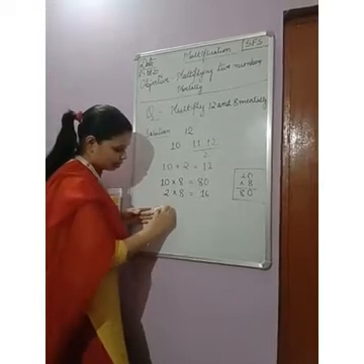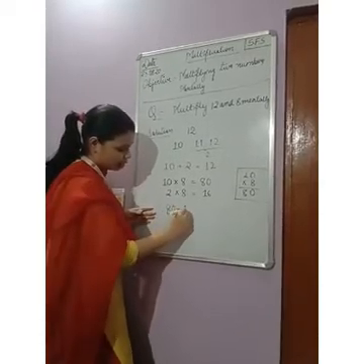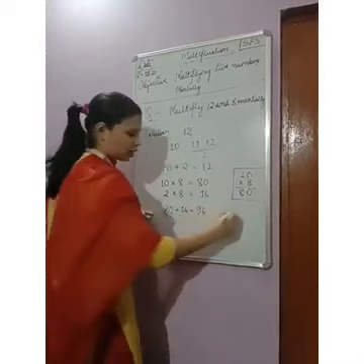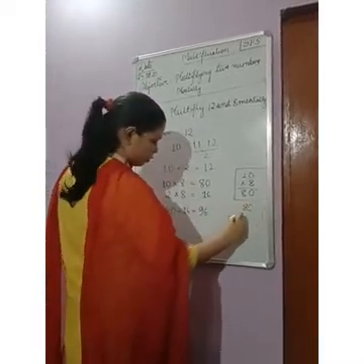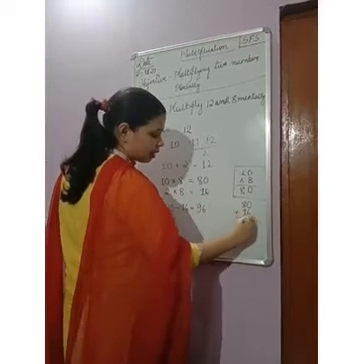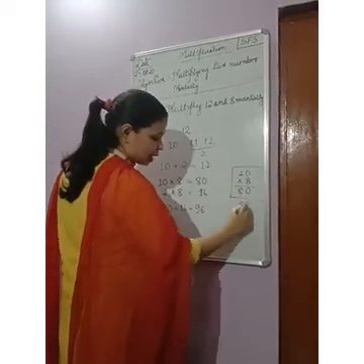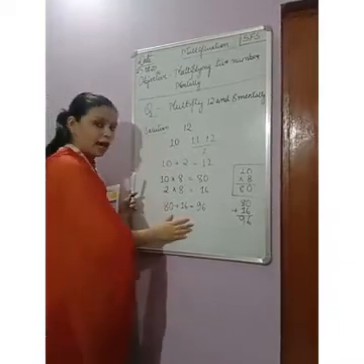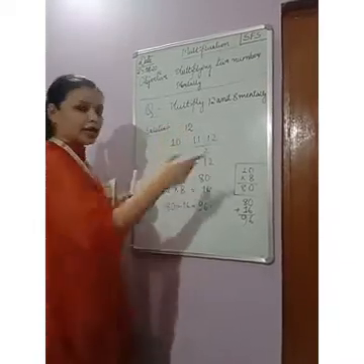Now I will add the numbers. 80 plus 16 equals to 96. Okay? You can check here. 80 plus 16 equals to 6 plus 0, 6. 8 plus 1, 9. Alright? This is the answer I got. I don't know whether it is correct or not. Let us check in another way.